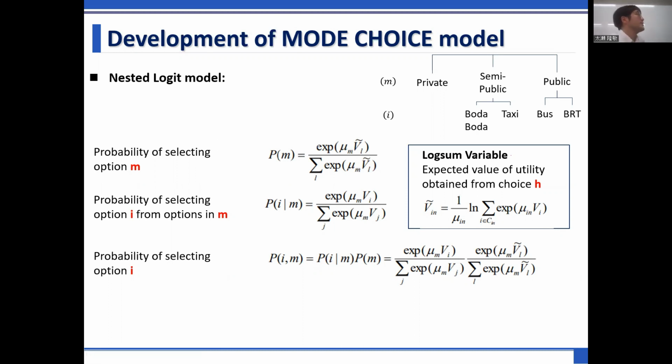Yes, when the nested logit model is applied, such logarithm variables must be estimated in parallel and introduced to the probability of selecting the option groups. This is a very, very simple idea, a simple concept of the nested logit model.